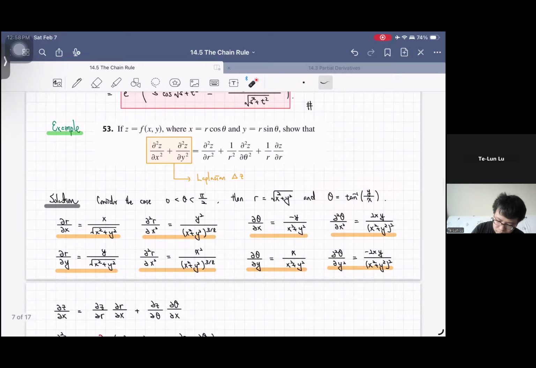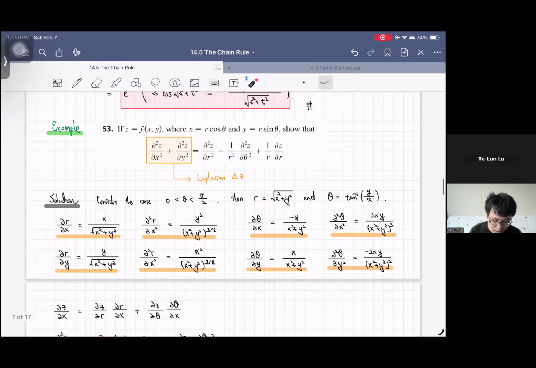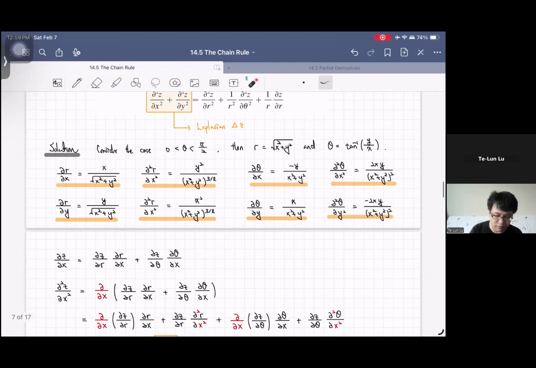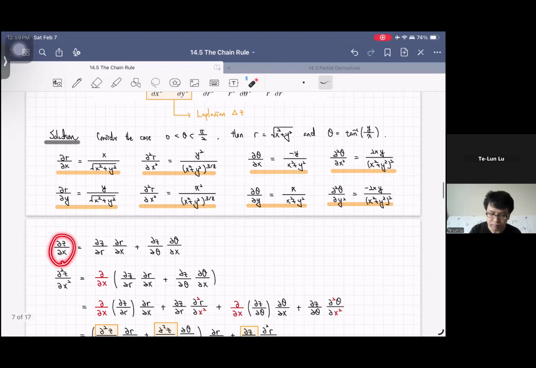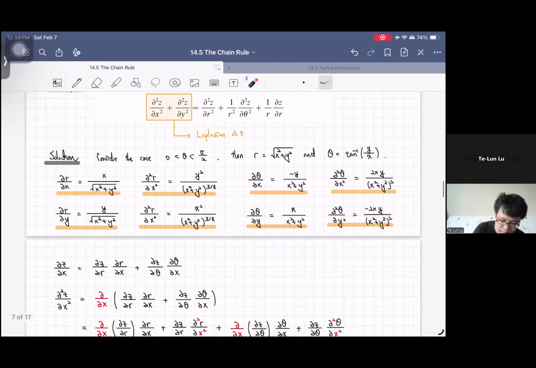So r here is actually a function of x and y, right? We can write it down as the square root of x squared plus y squared. That's the distance between (x, y) and the origin, where theta can be written as the inverse tangent of y over x. Now we're trying to evaluate the derivative of z with respect to x, right? So let us first compute what we have here.